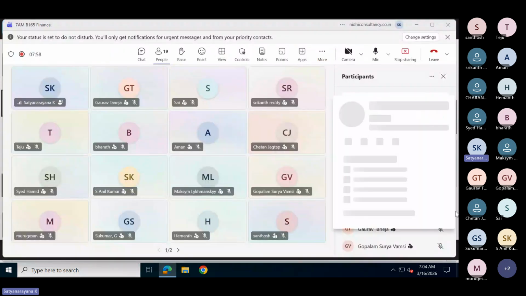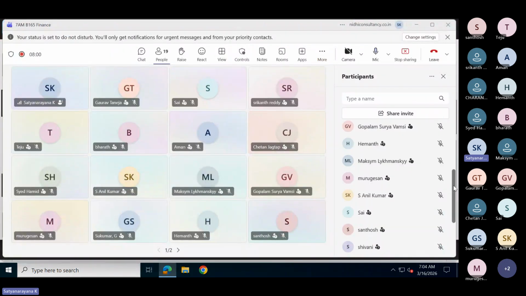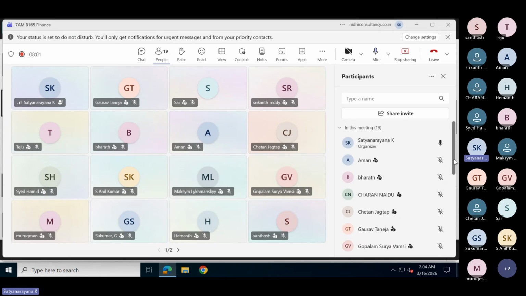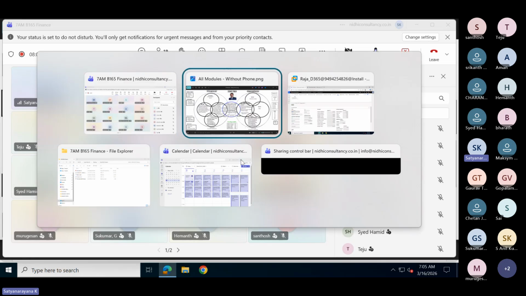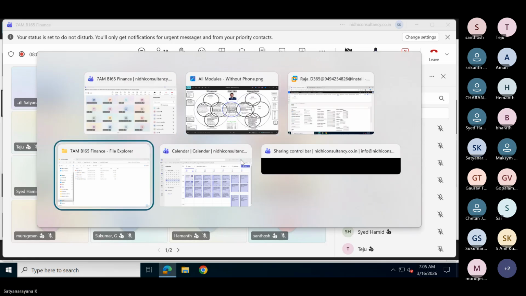Majority of people have already joined for SCM and are joining for finance. Some people may join for only finance. So let me brief you about what I'm going to conduct in this session.